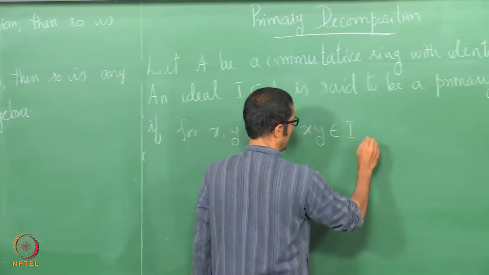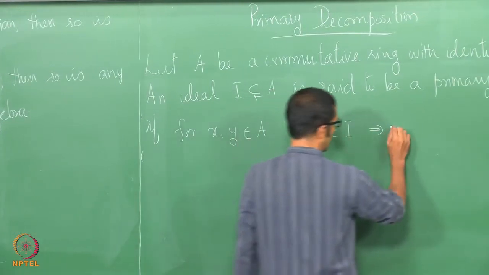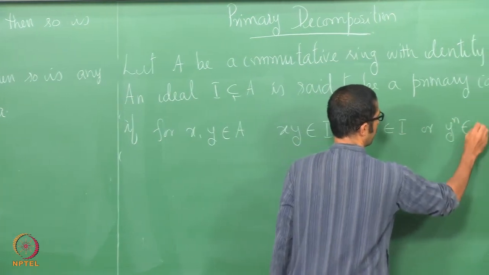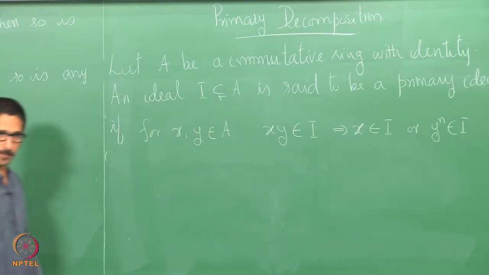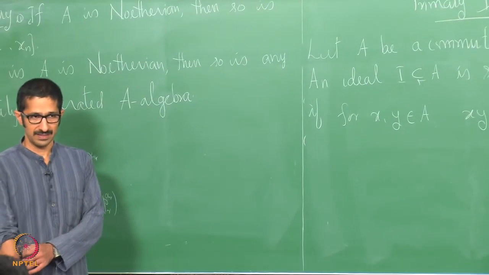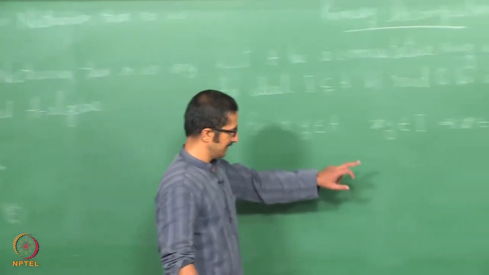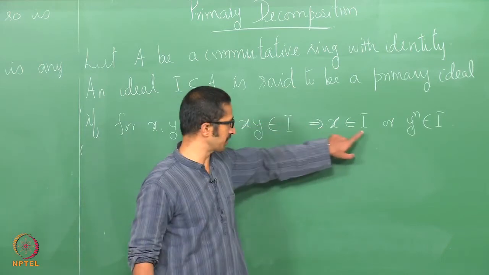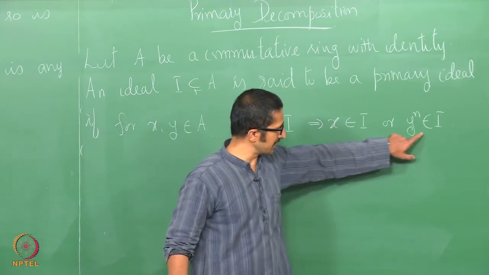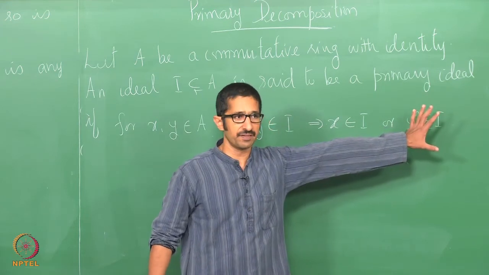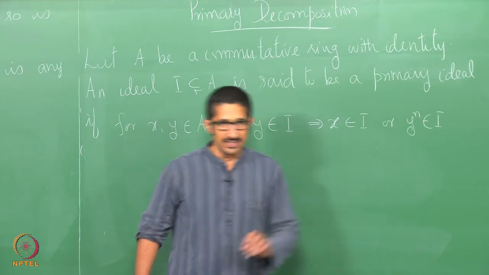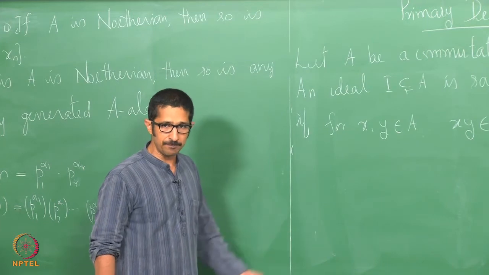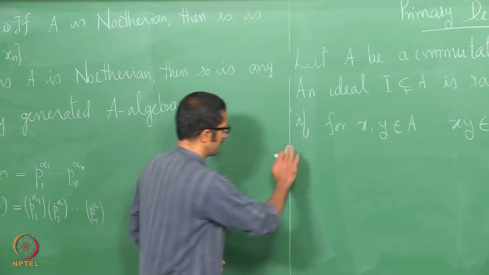xy is in I implies either x is in I or a power of y is in I. Or in other words, if a product is in I and one of them is not in I, the other one need not be in I, but some power of it belongs to I. This will be more clear if you look at the equivalent statement.